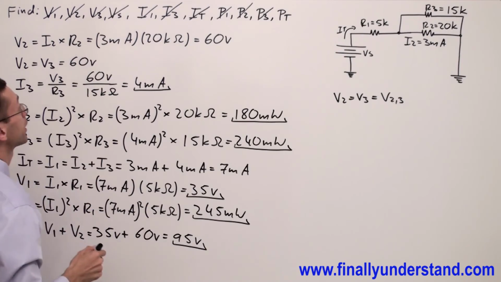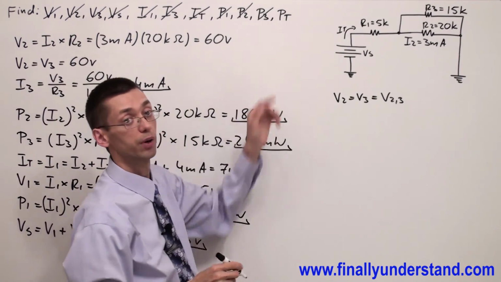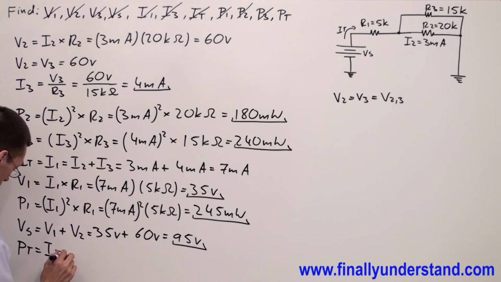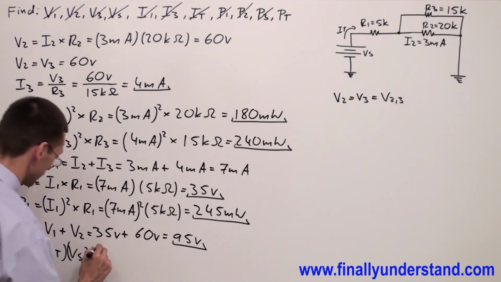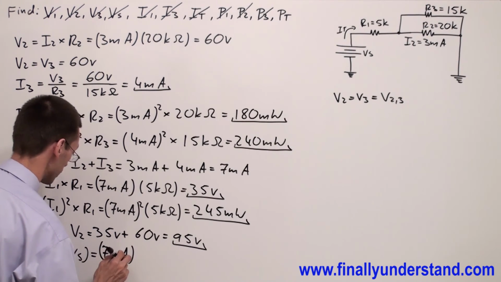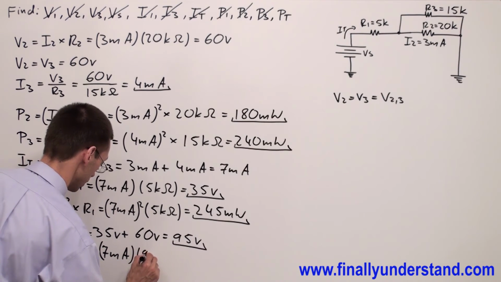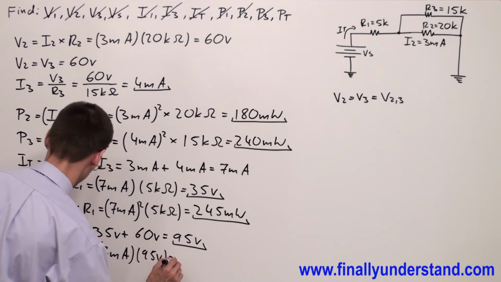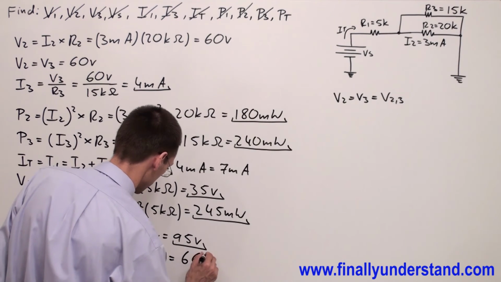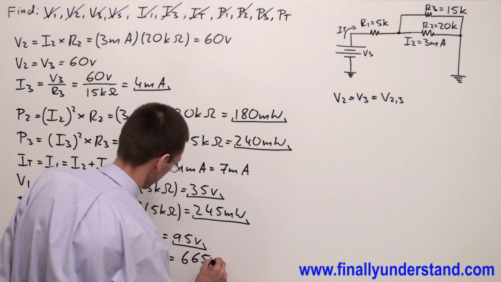Next, I can find total power. P total is equal to I total times voltage source. I total is equal to 7 milliamps times voltage source 95 volts. This is equal to 665 milliwatts.